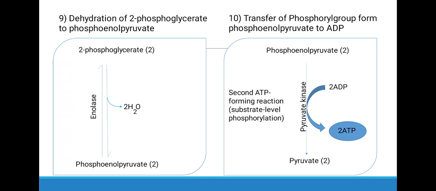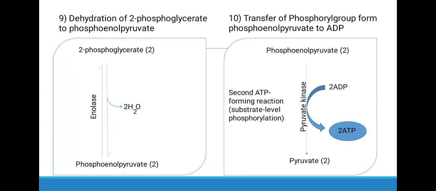Ninth step of glycolysis, dehydration of 2-phosphoglycerate to phosphoenolpyruvate. In this step, 2-phosphoglycerate is reversibly converted into phosphoenolpyruvate with the help of the enzyme enolase. Here also 2 molecules of H2O are removed. Hence we can also say that the elimination of water from 2-phosphoglycerate produces the phosphate ester of the enol form of pyruvate, phosphoenolpyruvate, PEP, and this reaction also raises the phosphate residue to a higher potential.